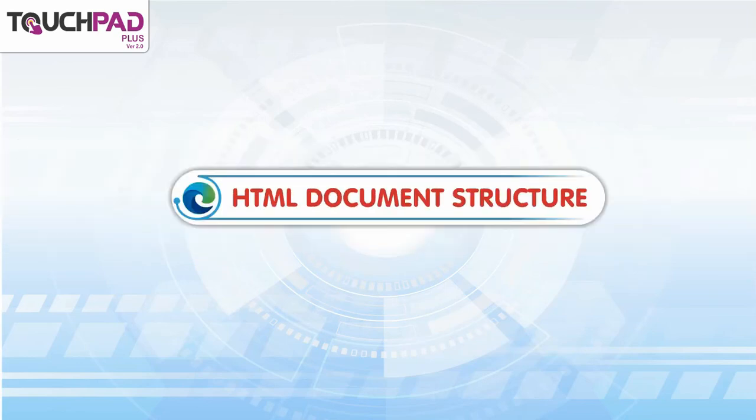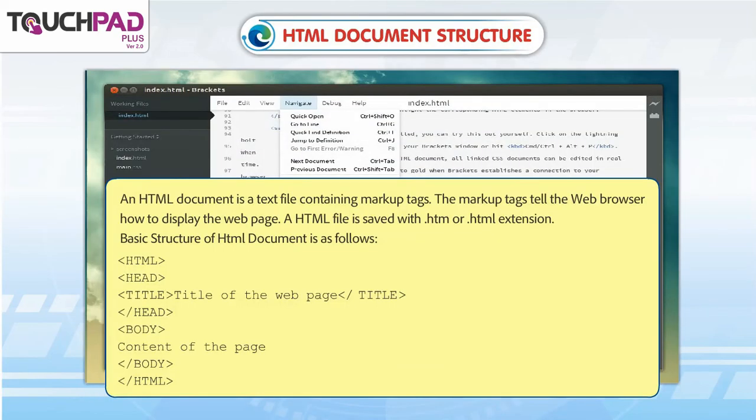HTML document structure. An HTML document is a text file containing markup tags. The markup tags tell the web browser how to display the web page. An HTML file is saved with .htm or .html extension. Basic structure of an HTML document is as follows. HTML tag, head tag, title tag, title of the web page, close title tag, close head tag, body tag, content of the page, close body tag, close HTML tag.